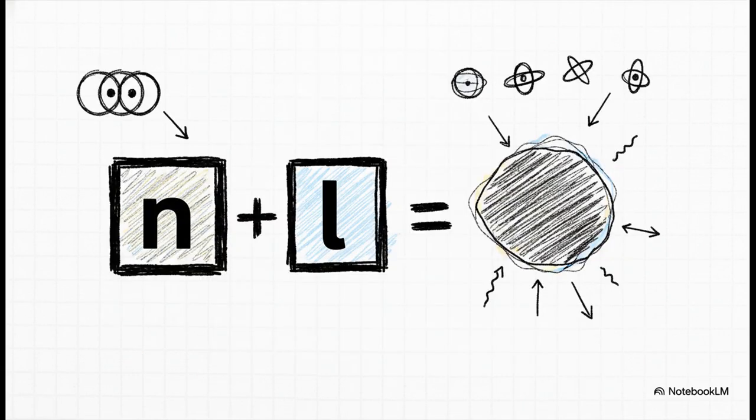Well, lucky for us, there's a beautifully simple trick. It's a master key called the N plus L rule. All you do is take the shell number, n, that's our floor number, and add it to a number for the subshell, L. It's easy. For S, L is 0. For P, it's 1, D is 2, and F is 3. Whichever subshell has the lowest n plus L value, that's the one with the lowest energy. That's it. That's the key.